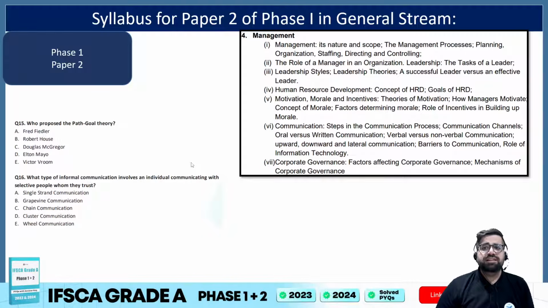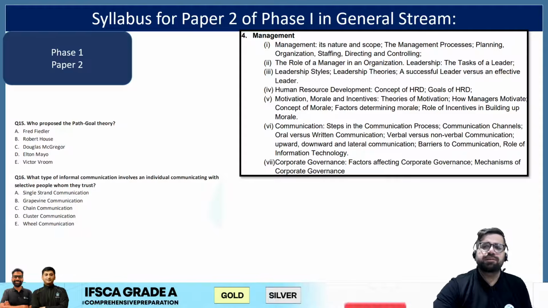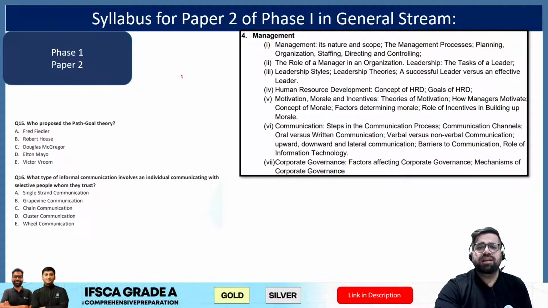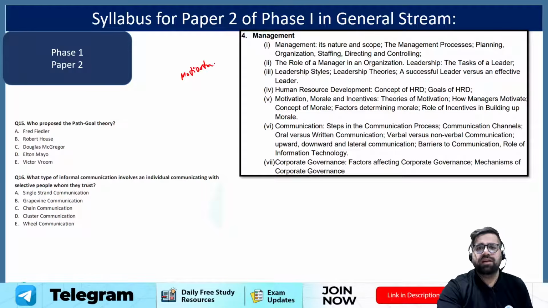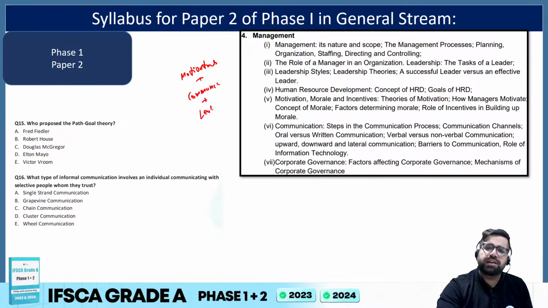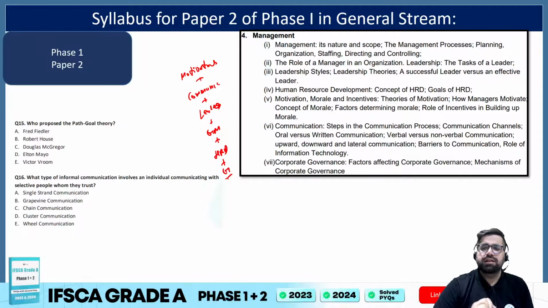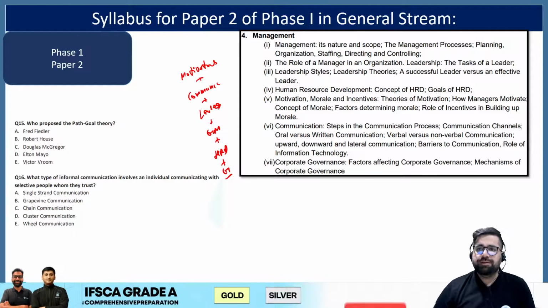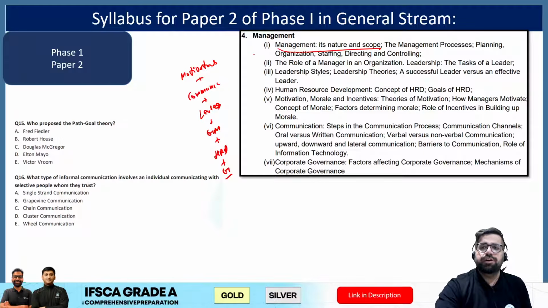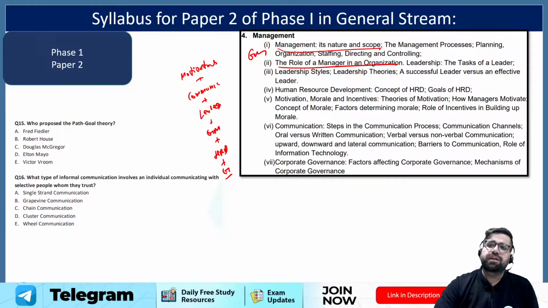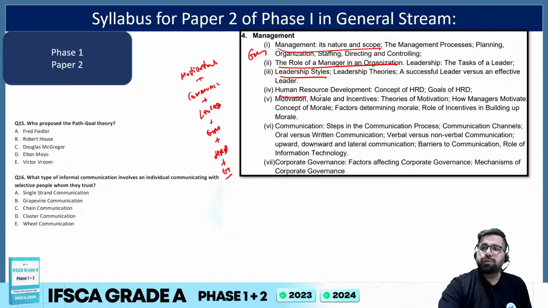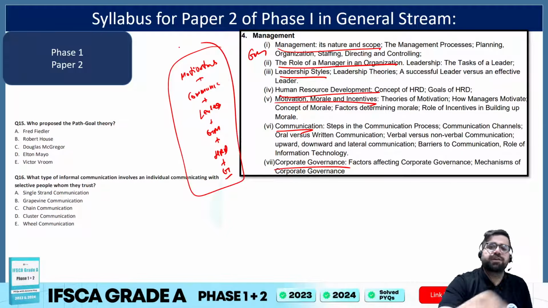Then comes your management. See, in management they have given you a big syllabus, but this syllabus is not that big. It includes chapters like motivation, then you have communication, then the chapter of leadership, then the chapter of general management, HRD, and corporate governance. These are the chapters which you have to do at the same time. Management and its nature will be a topic of general management. Role of manager will be given to you in the leadership chapter and in general management also. Leadership styles, human resource development, motivation, communication, and corporate governance. So these are the 6 chapters which you have to do.